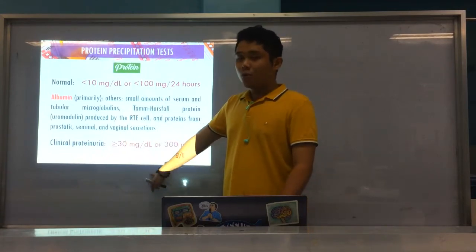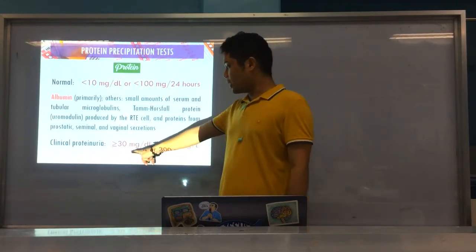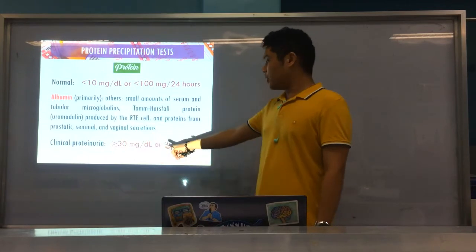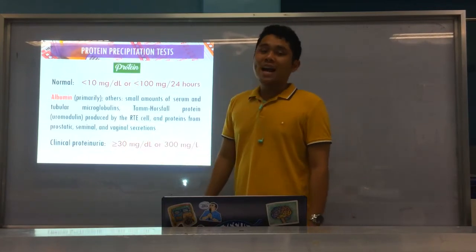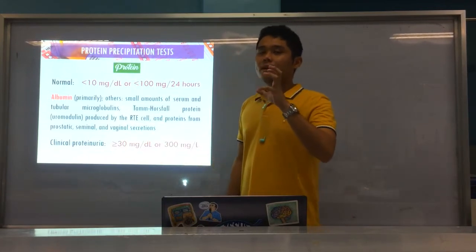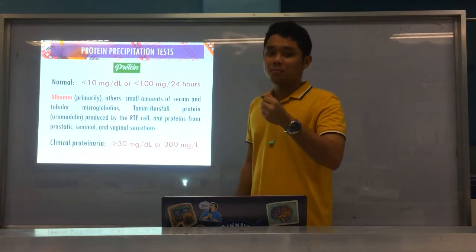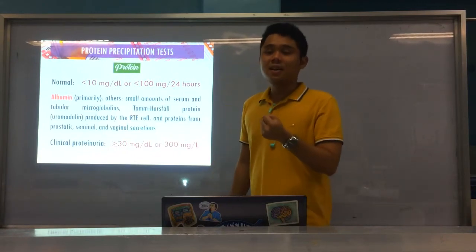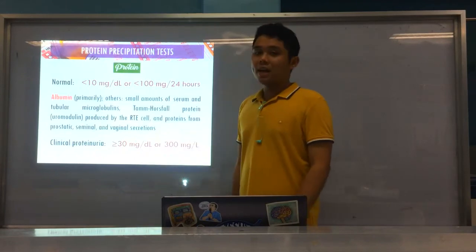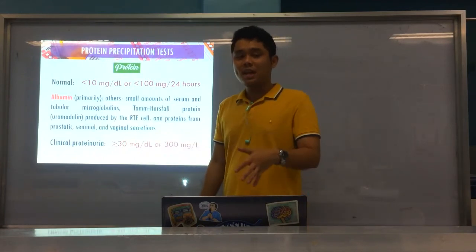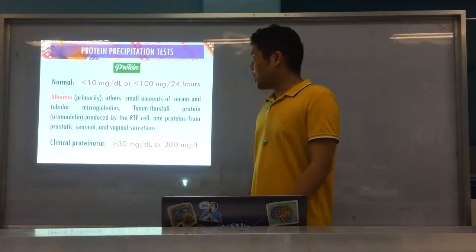Now, it is clinical proteinuria if it's greater than or equal to 30 mg per dL or 300 mg per L. So if it reaches that level, then the levels of protein are significant. It could mean there is already damage to the kidneys. Okay? Because it is already clinical proteinuria. Greater than or equal to 30 mg per dL or 300 mg per L.